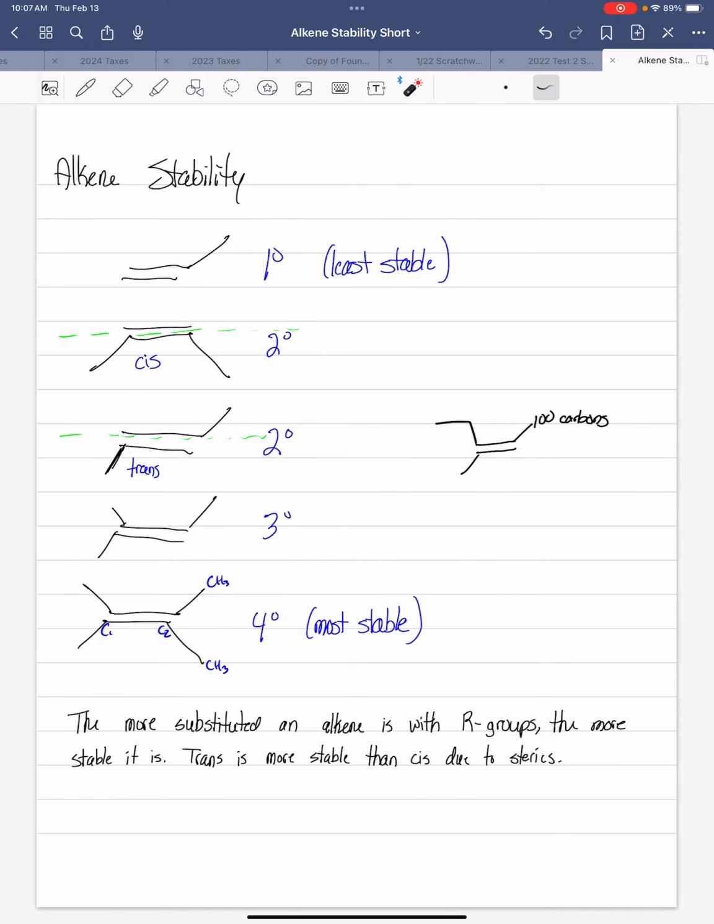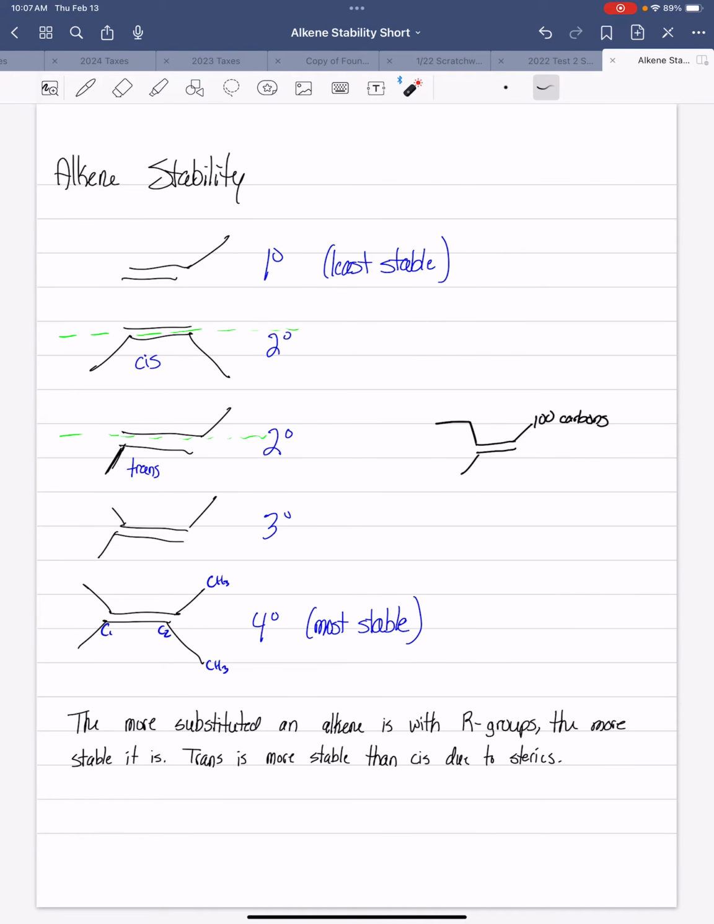So our least stable alkene would be this primary alkene. We call it primary because there's only one carbon-to-carbon bond. And our most stable would be this quaternary because it has four carbon-to-carbon bonds.